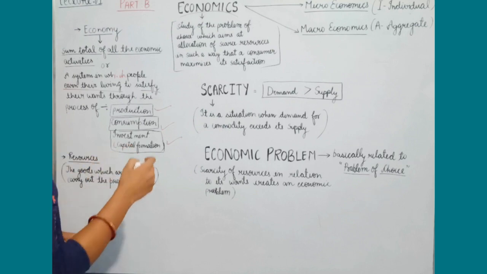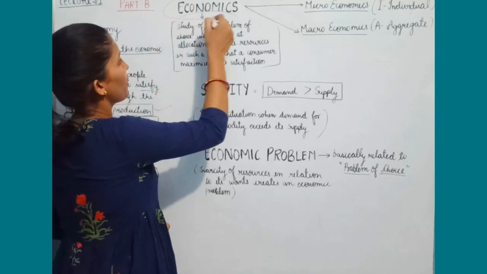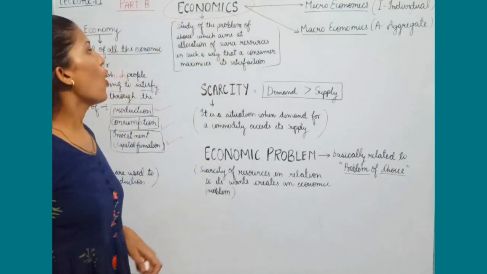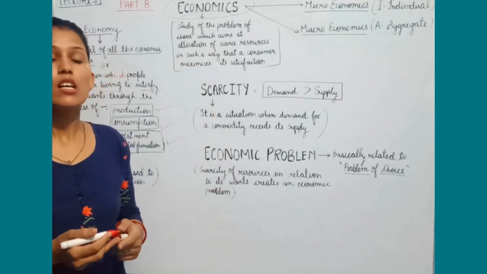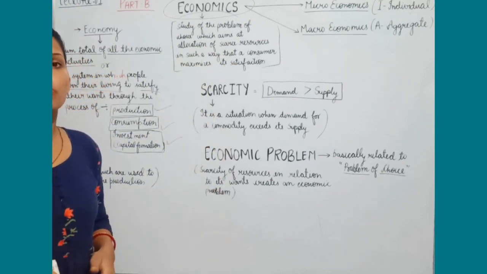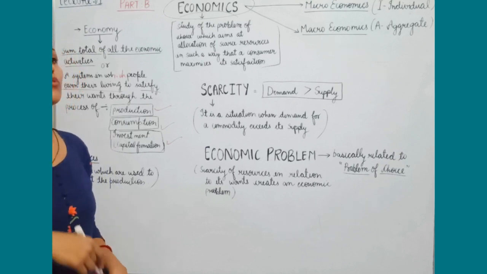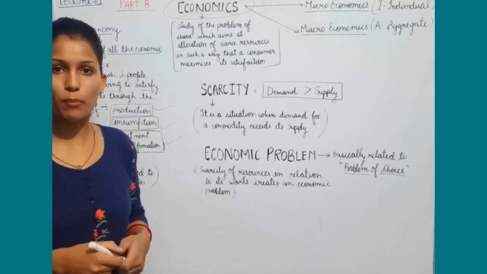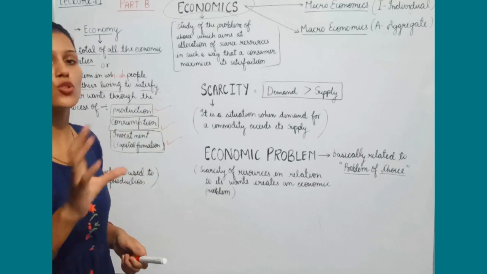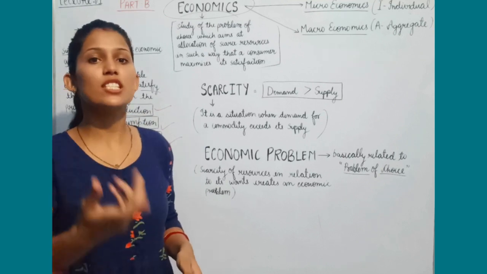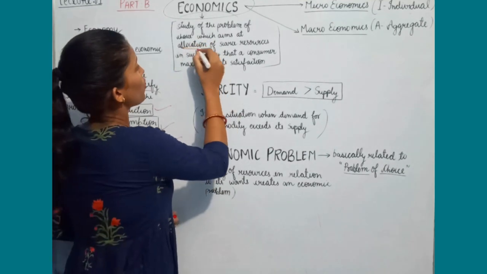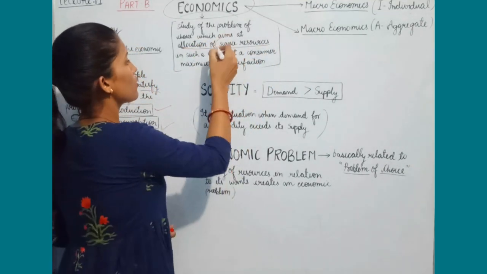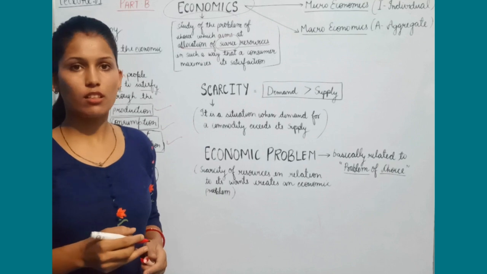Okay, next is economics. Economics is basically the study of the problem of choice. Problem of choice means which type of good you should purchase or which type of good you should produce in an economy. So there is a problem of choice, that is, to give preference to which type of goods, which aims at allocation of scarce resources. Scarce resources means very less.